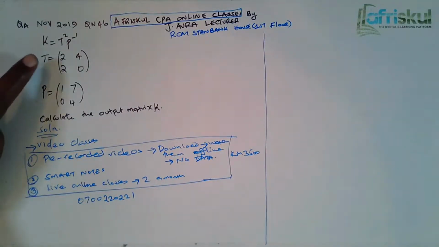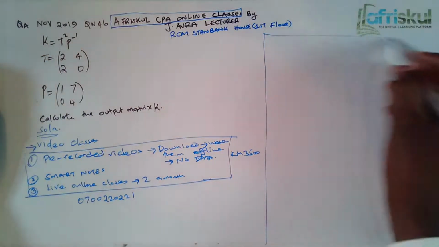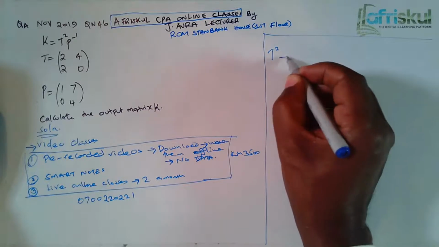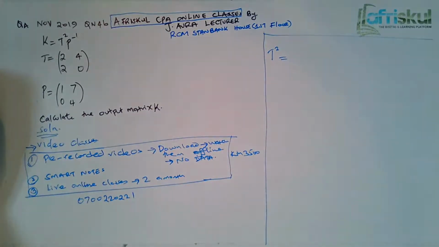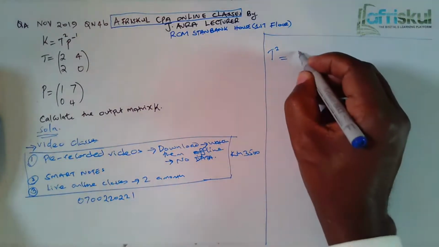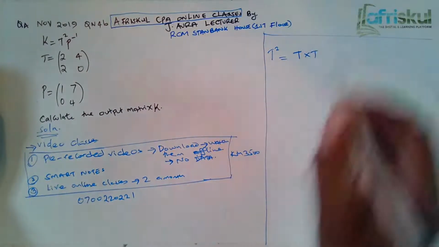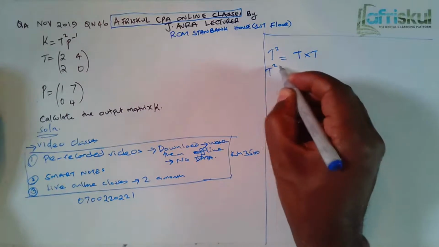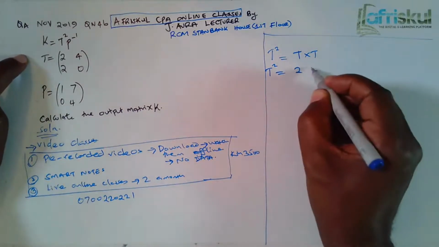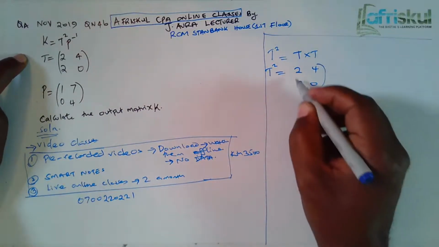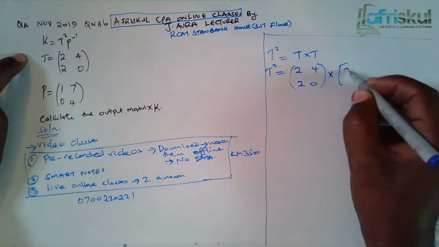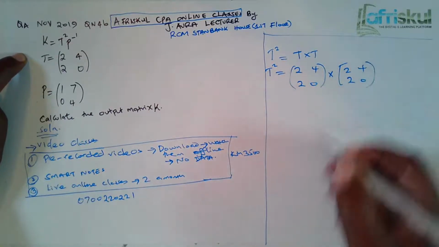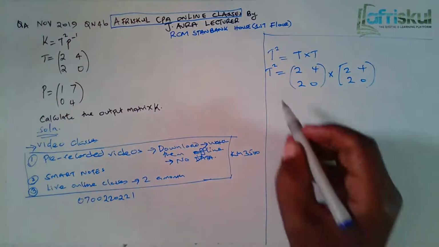For us to get K, we need T squared. T squared is the same as saying T times T. So our T squared will be equal to the matrix 2 4 2 0 multiplied by 2 4 2 0. So come and do the multiplication, ladies and gentlemen.